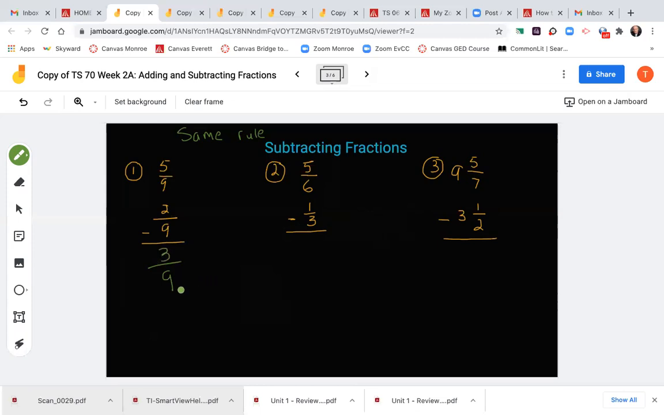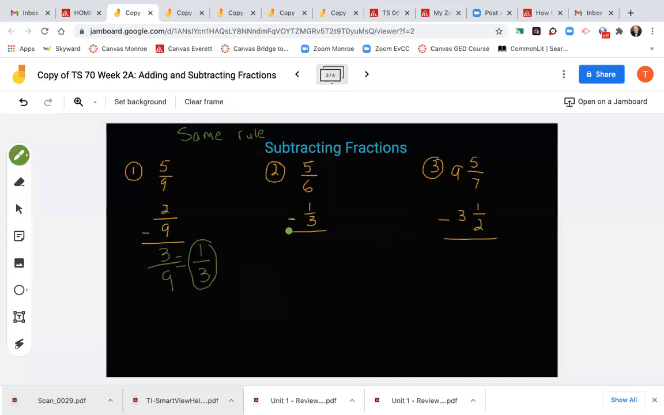This is a good example of an answer where I probably should ask myself, can I reduce that? Yes, I can. 3 goes into itself once. 3 goes into 9 3 times. That's my final answer, okay? All right. So any fractions that they give you with a common denominator, you might be ready to subtract, okay?